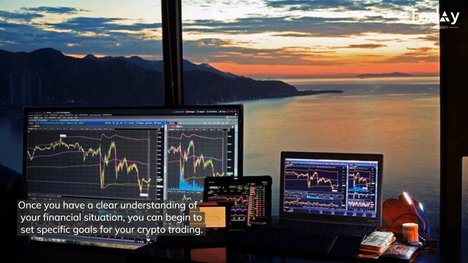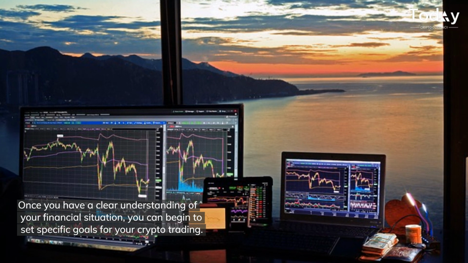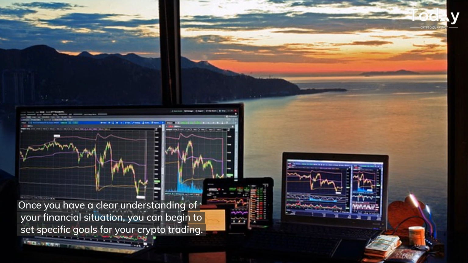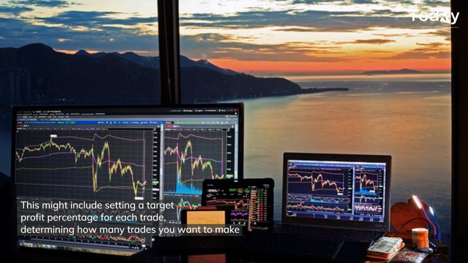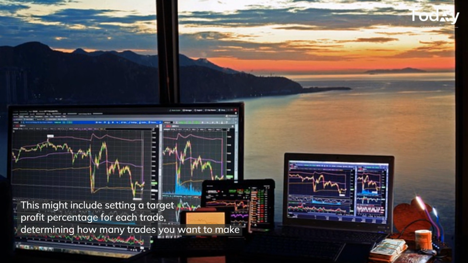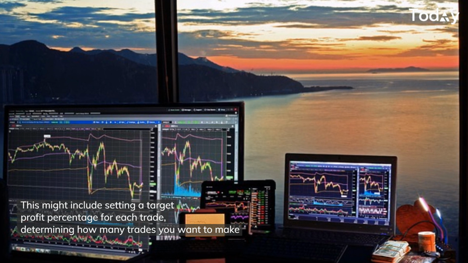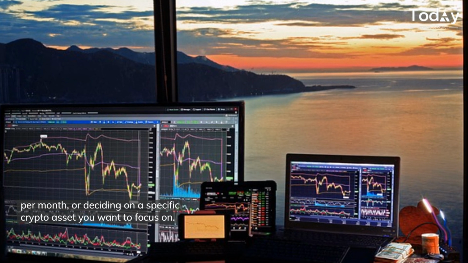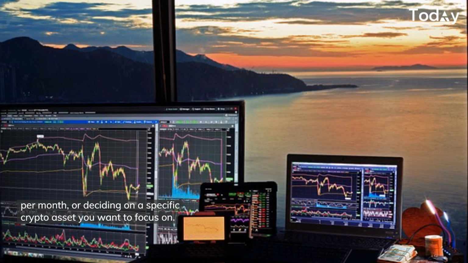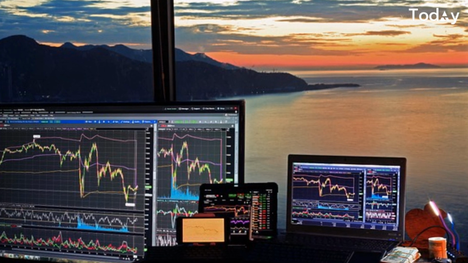Once you have a clear understanding of your financial situation, you can begin to set specific goals for your crypto trading. This might include setting a target profit percentage for each trade, determining how many trades you want to make per month, or deciding on a specific crypto asset you want to focus on.